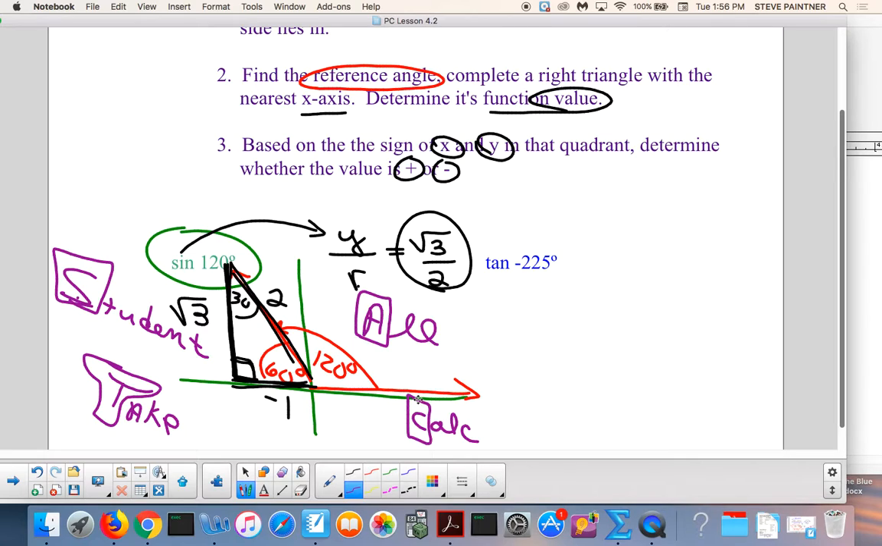Okay, can I ask you this? Where's tangent negative? If tangent's positive here, and tangent's positive here, 2 and 4, tangent's negative. Where's sine negative? 3 and 4. Okay, you got it. Okay, do that one. Tangent of negative 225.